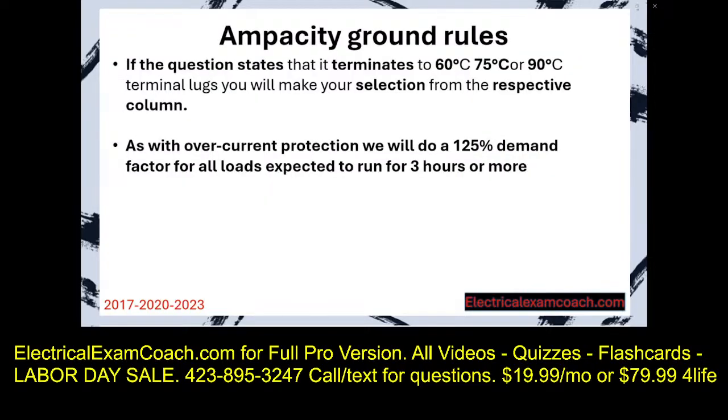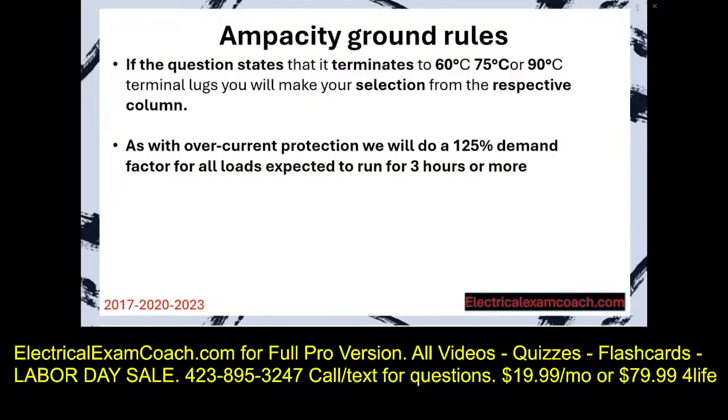Unless modified by a specific piece of equipment or another code, these rules will apply generally. If the question states that it terminates to 60, 75, or 90 degree C terminal lugs, you're going to make your selection from that respective column. And as with overcurrent protection, we're going to apply a 125% demand factor for all loads that are expected to run for 3 or more hours. Remember our continuous load rule? That carries over into wire sizing as well.